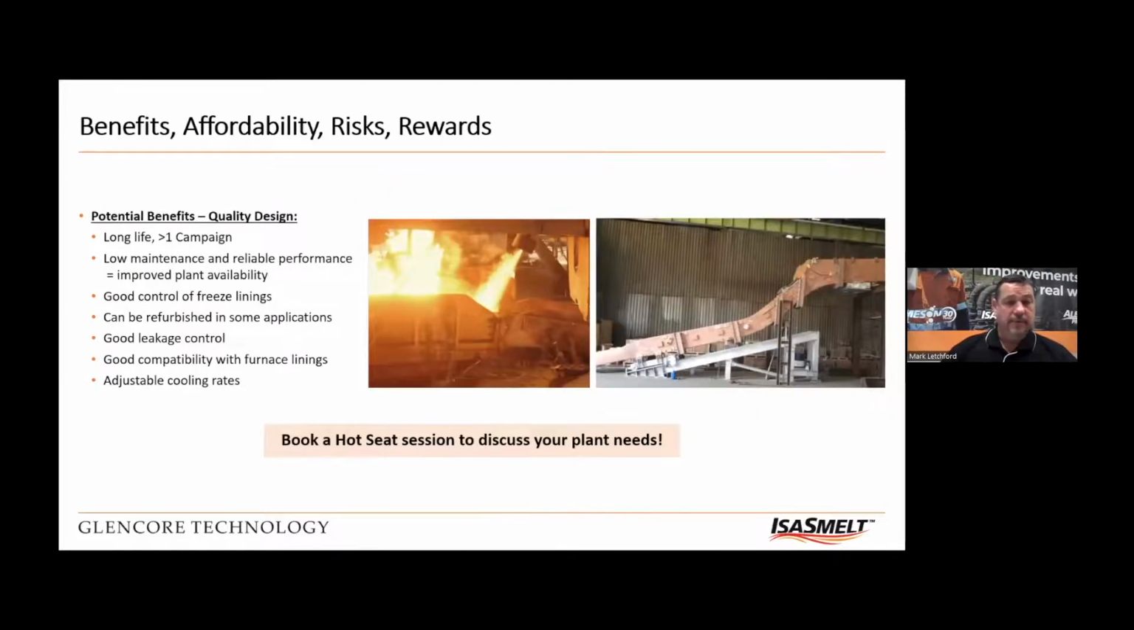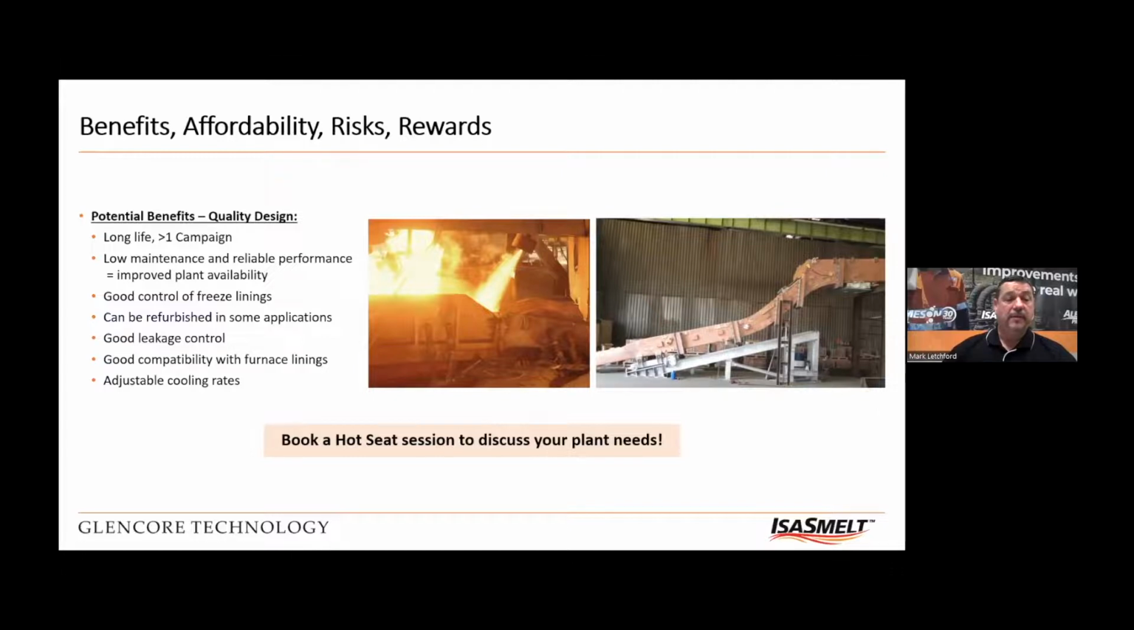I'm sure most of you have used copper blocks, but if there's anyone who hasn't and you're thinking about it, you really want to weigh up the benefits, the affordability, the risks and the rewards. You need to have a cost benefit analysis. So if you go for a quality design and get this done well, what you'll achieve is long life, possibly greater than one campaign.